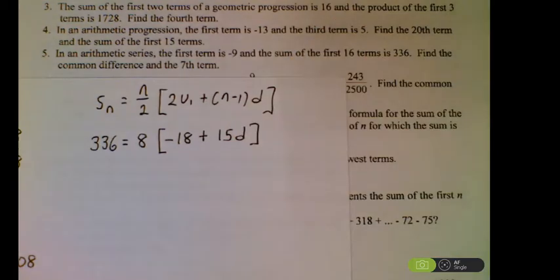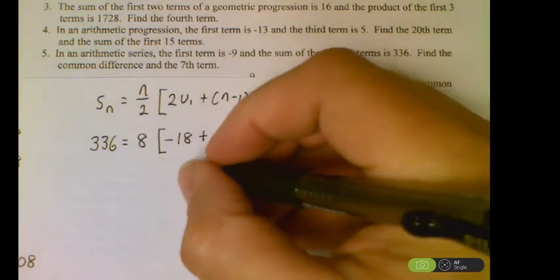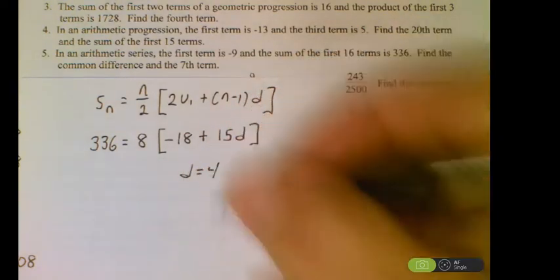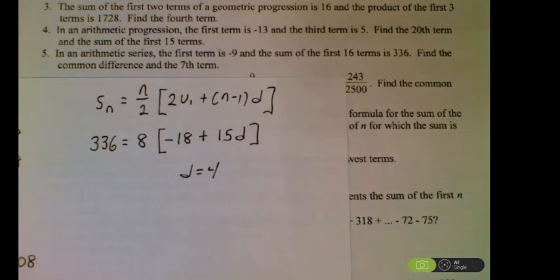And we know everything in that equation except d, so we can just solve for d on that. Alright, so just keep on solving that one all the way through. Should come out with a common difference of 4, looks like, if we're doing that one right. So now they want us to find the 7th term.